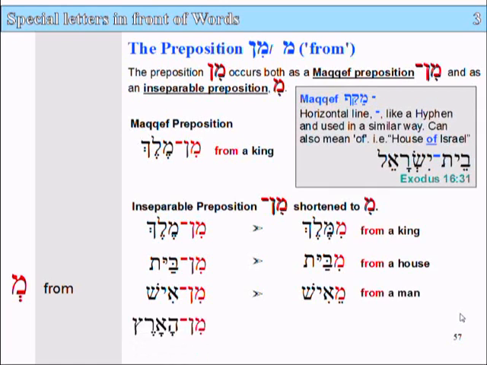Or the word min haaretz, from the land. We add the inseparable preposition mem to the word haaretz, and we have mehaaretz, from the land. And the word aretz can also mean earth. In the beginning Yahweh created the heavens and the earth. So that's the preposition min, or me, meaning from.